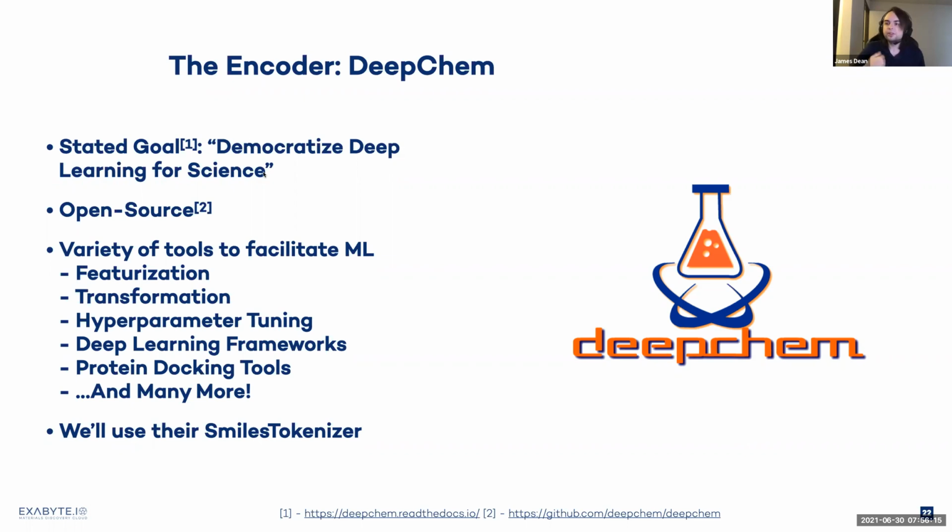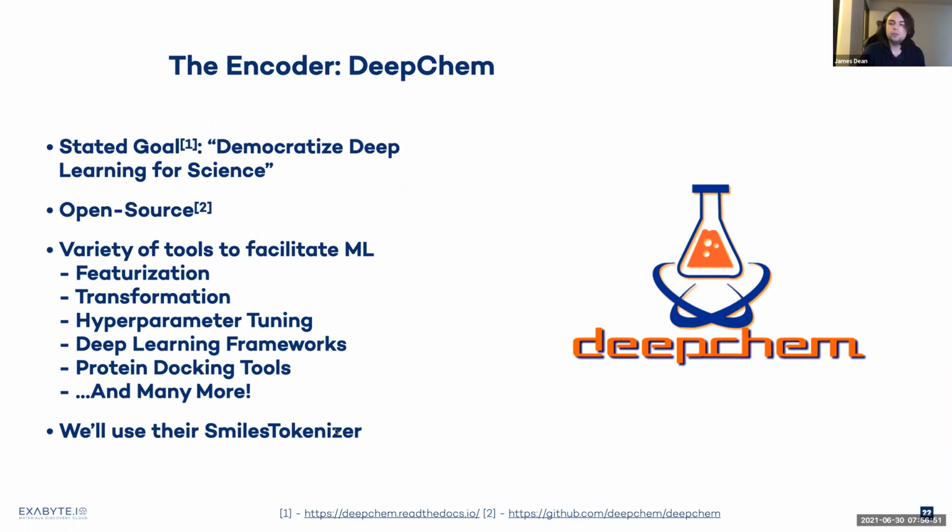DeepChem is a really nice package that is targeted at the physical sciences. Its stated goal is to democratize deep learning for science, and it's probably going a long way to accomplishing that. It has a lot of useful tools. It's open source. Here's its GitHub and its documentation. I would highly recommend checking it out. It has featurizers, transformers, hyperparameter tuning frameworks, deep learning architectures, protein docking tools, and many other features.